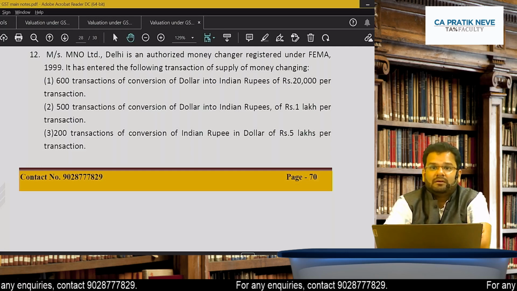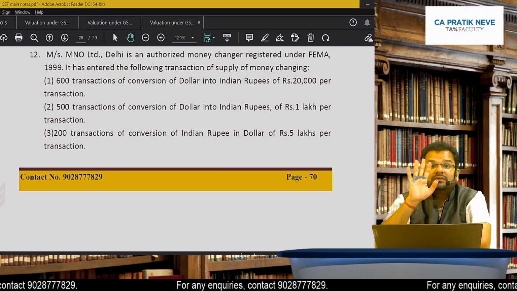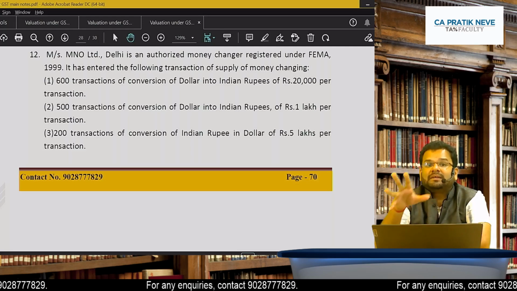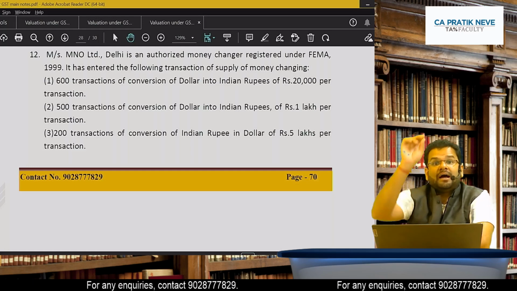Remember one thing, what total you are taking of 2 lakhs and 36,000 will not make sense in this. Why? Because 2 lakhs is notional value.